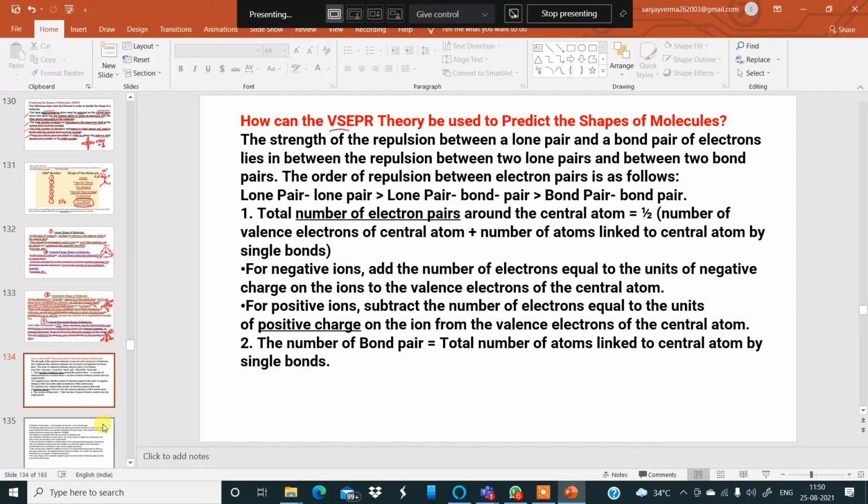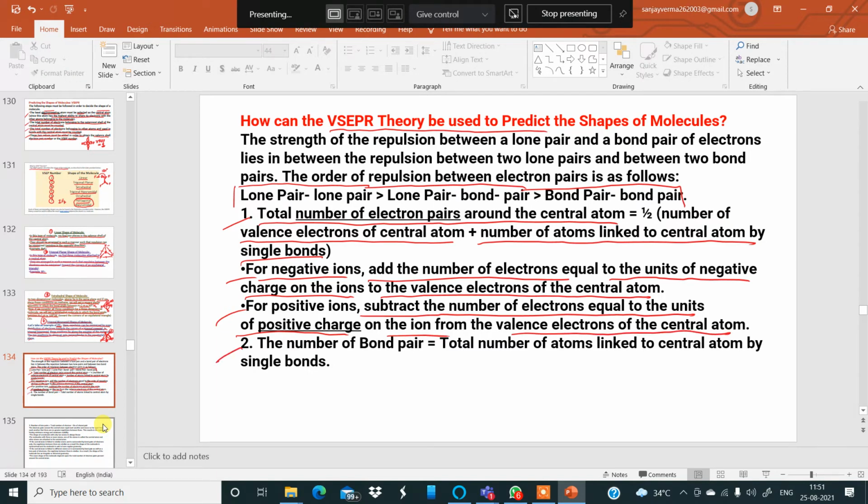How to use the VSEPR theory to predict the shape of the molecules. Here, the most important thing you have to keep in mind is lone pair-lone pair repulsion is more than lone pair-bond pair repulsion, which is more than bond pair-bond pair repulsion. Total number of electron pairs around the central atom is equal to half the number of valence electrons of the central atom plus number of atoms linked to the central atom by single bonds. For negative ions, add the number of electrons equal to the units of negative charge on the ion to the valence electrons of the central atom. For positive ions, subtract the number of electrons equal to the units of the positive charge on the ion from the valence electrons of the central atom.